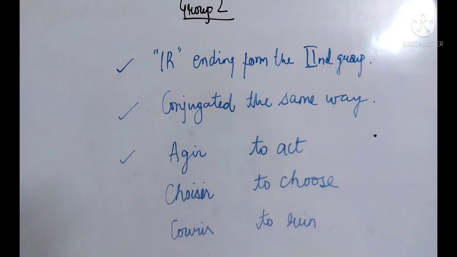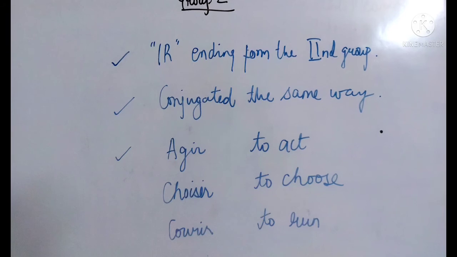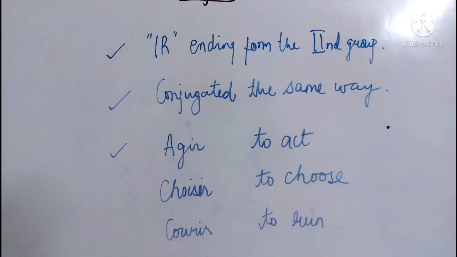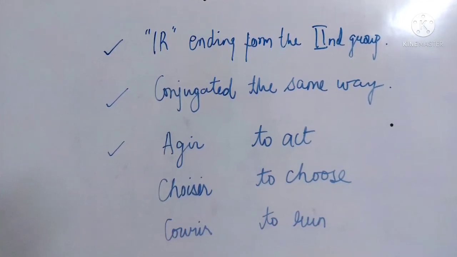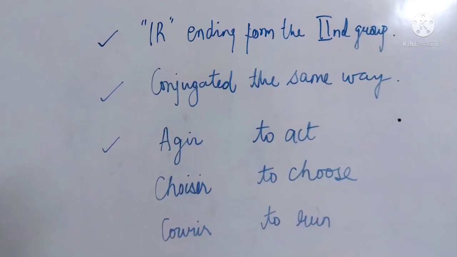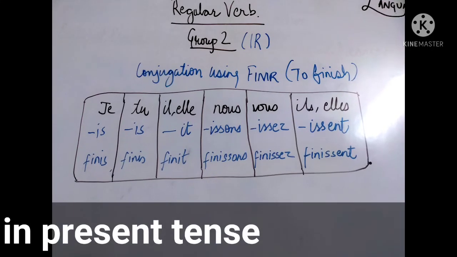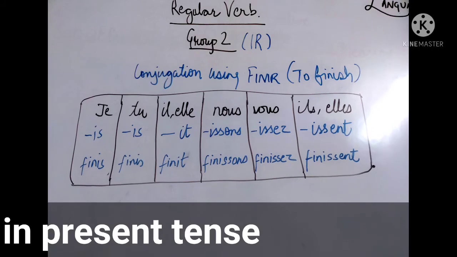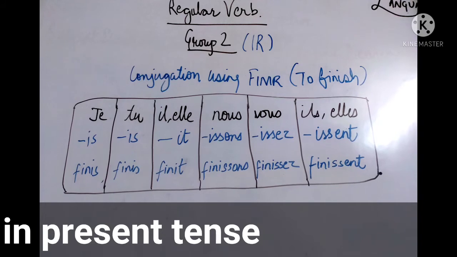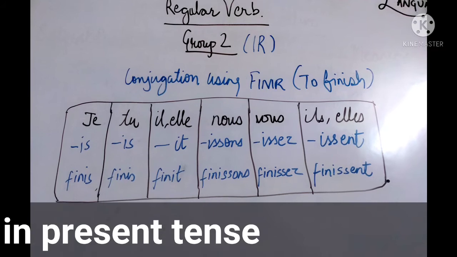Okay, now let's have a look at the examples. In this category, we have agir, which is to act, choisir, to choose, courir, to run. So let's have a look at an example from this verb. This is finir, which means to finish. As you can see, the infinitive form ends in IR, and we will drop it.